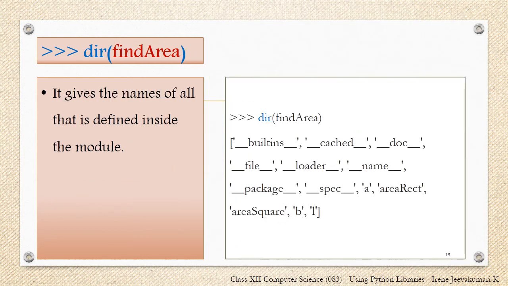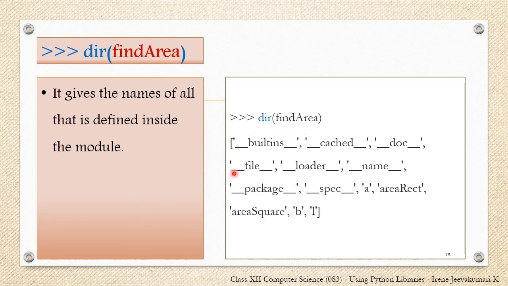Let us consider another function, dir. When the dir function is applied to your module, it gives the names of all that is defined inside a module. Let us consider a Python extract. Here the command issued is dir find area. So this statement will give the names of all that is defined inside the module find area.